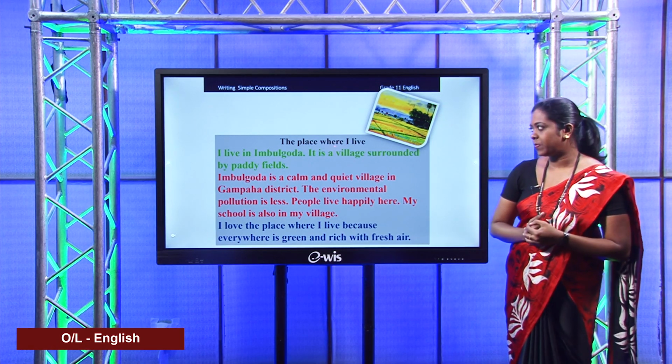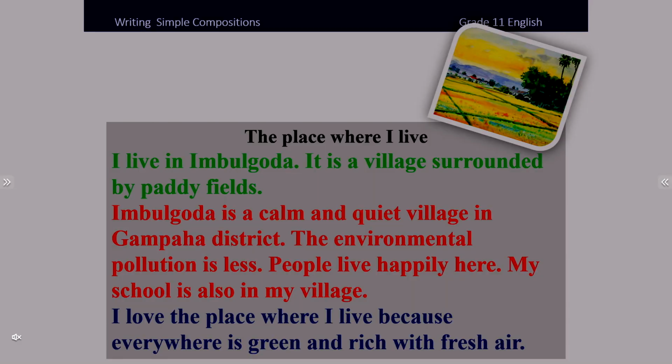Let's read it. I live in Imbulgoda. It is a village surrounded by paddy fields.